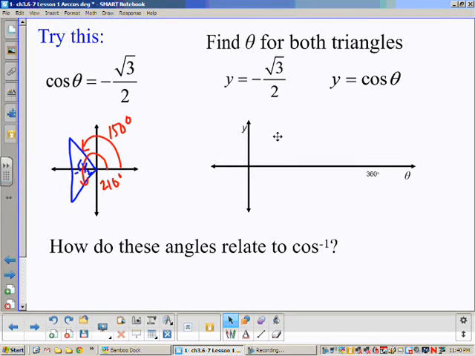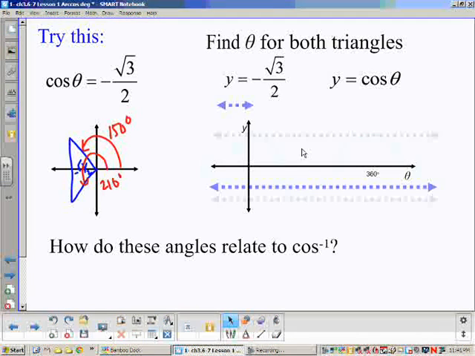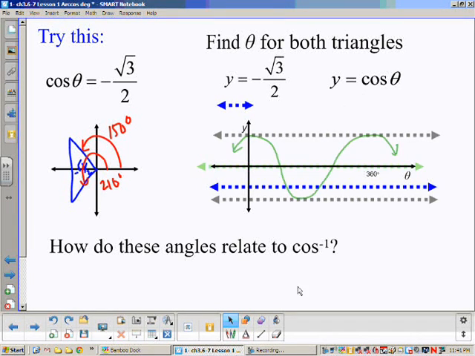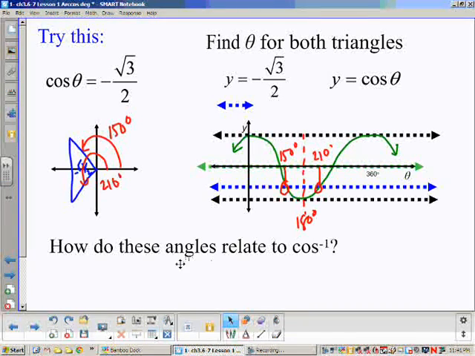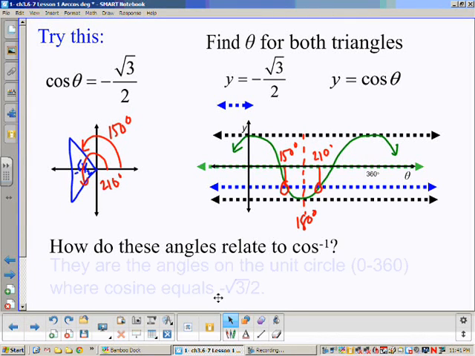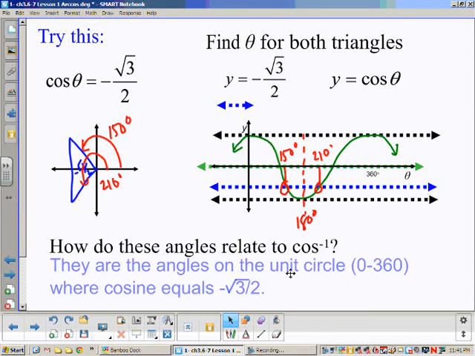And if we were to take some time to look at the graph of y equals negative root 3/2, just a horizontal line, and the cosine graph, we'd see that where these two intersect are going to occur at 150 and 30 degrees past 180. This is our 180 right here, 210 degrees. And what we want to notice here is that these angles are related to the inverse cos because they are the angles on the unit circle from 0 to 360, where cosine equals negative root 3/2.